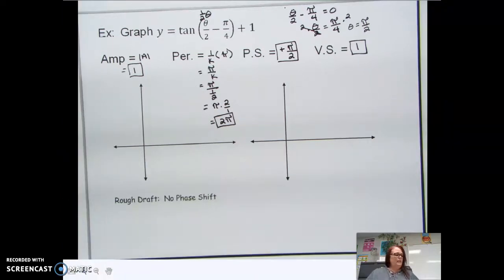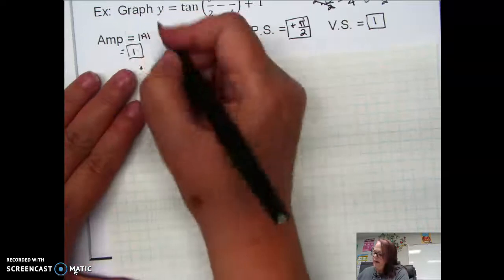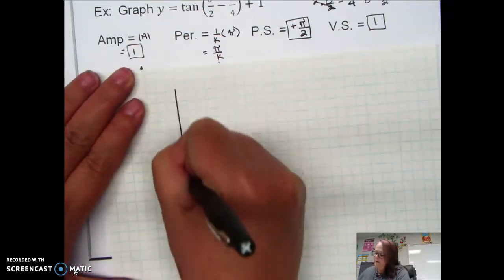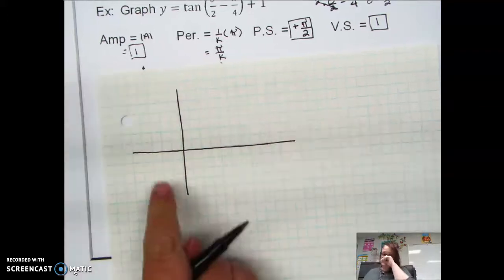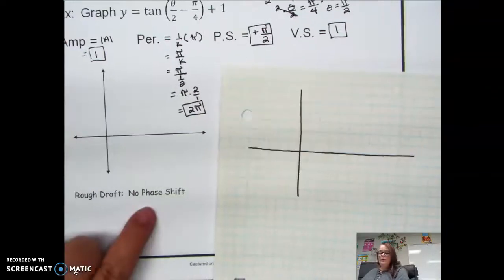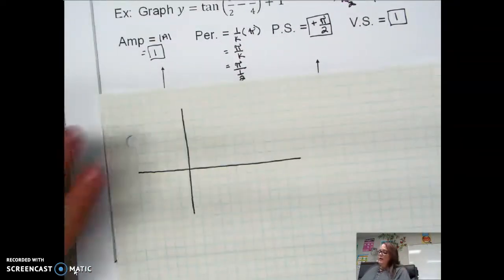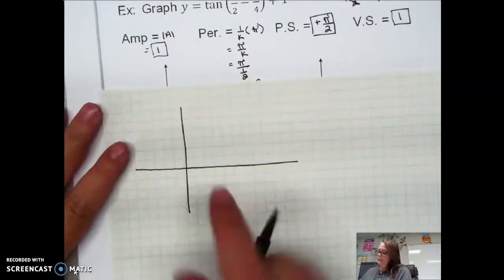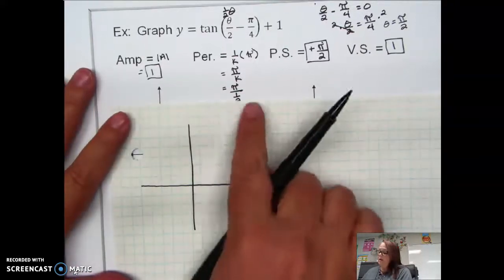All right, so then I'm going to pull out some graph paper, and I'm going to start my rough draft. And I always leave a little bit on the left when I deal with tangent because I know that normally I start at the origin. So we're going to do everything but the phase shift on this rough draft. All right. So normally, let's see what we've got to do. We don't have an amplitude change. So now let's talk about our period.